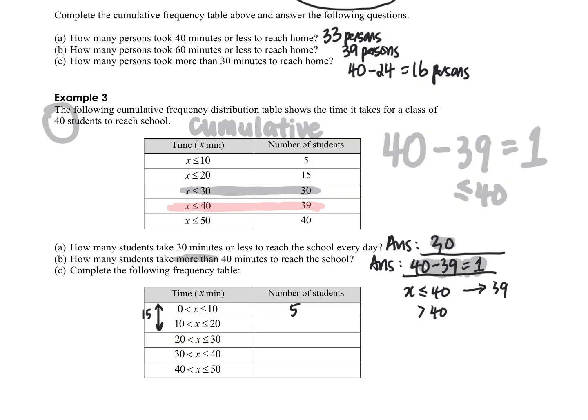Which explains because you look at these two, the difference. Less than or equals to 40, I have 39 of them. Less than or equals to 50, there's only an addition of 1. So there's only one student who spent more than 40 minutes.